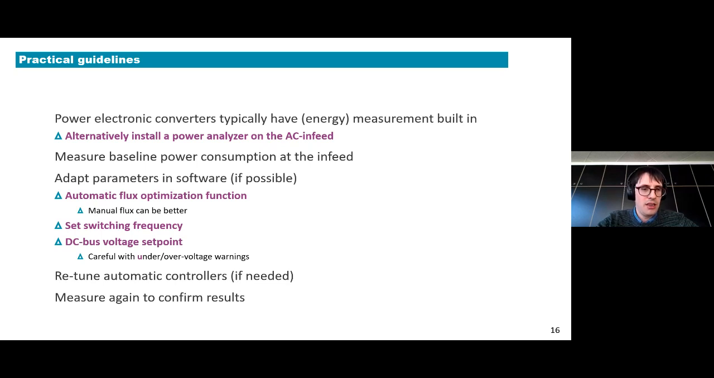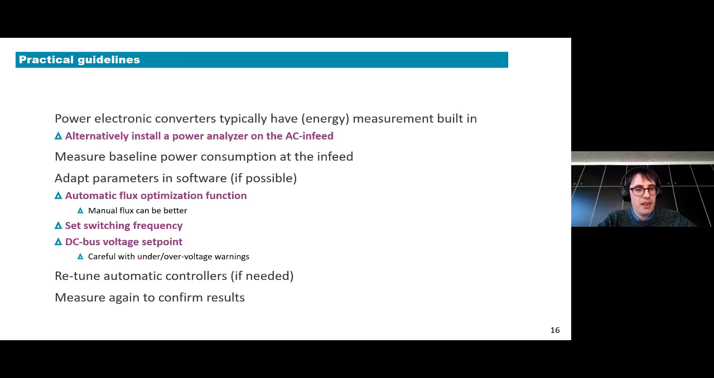So as presented, the automatic flux optimization is an option to enable, but manual flux can be better if you have a better sense of what is actually required for your machine. Of course, you then can set the switching frequency, which is typically also only one parameter, and you can set the DC bus voltage set point for your active front end. But especially with the latter one, you should be careful with under or over voltage warnings. So these are potential limits to take into account, or warning thresholds to reprogram as well, if you have a proper understanding of what's done.